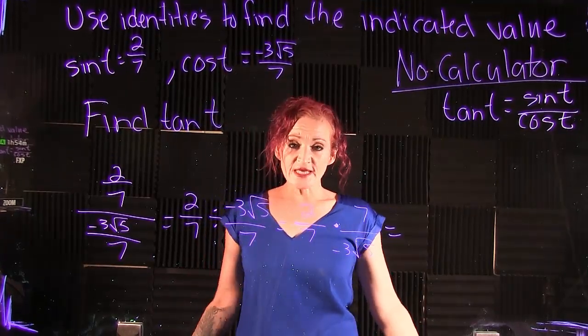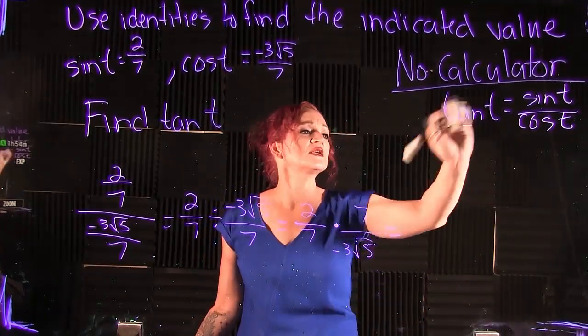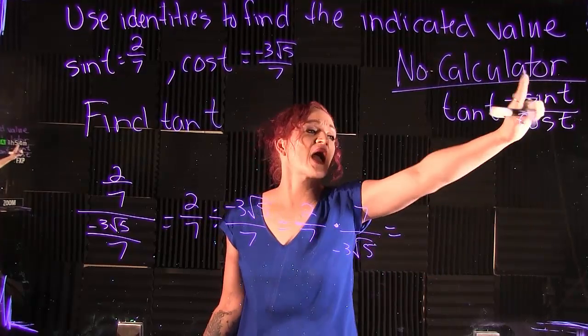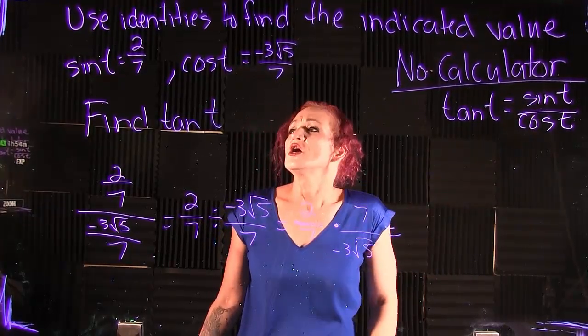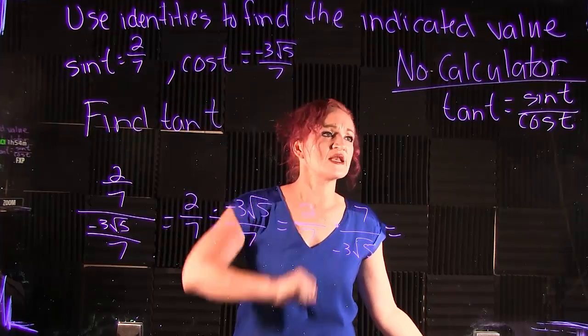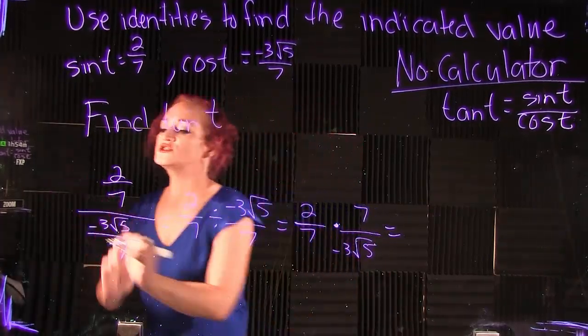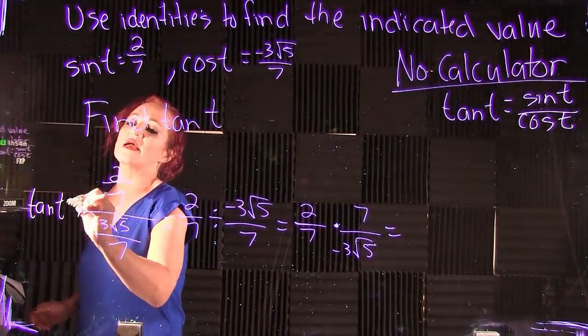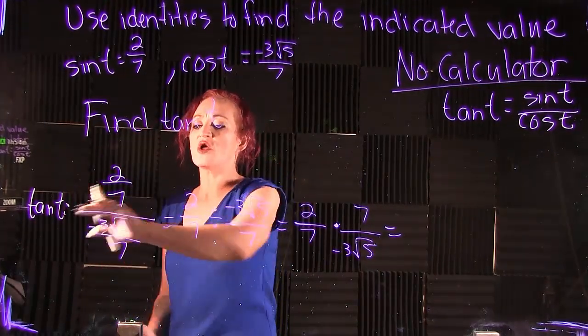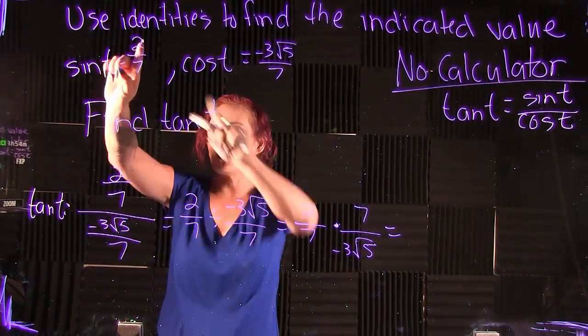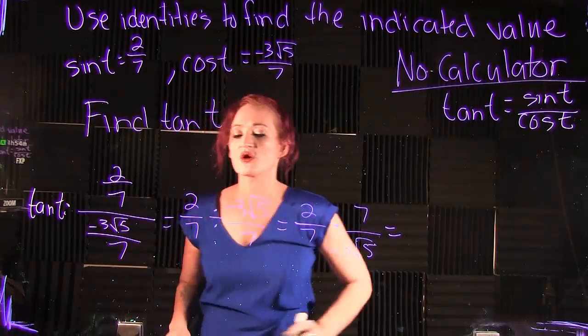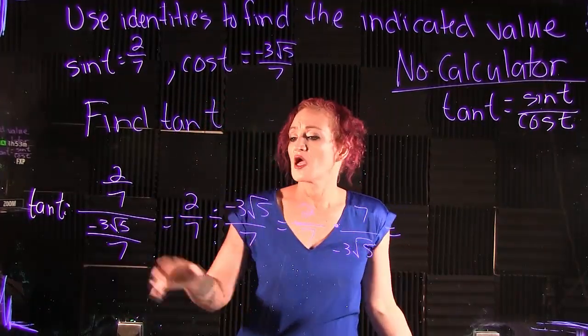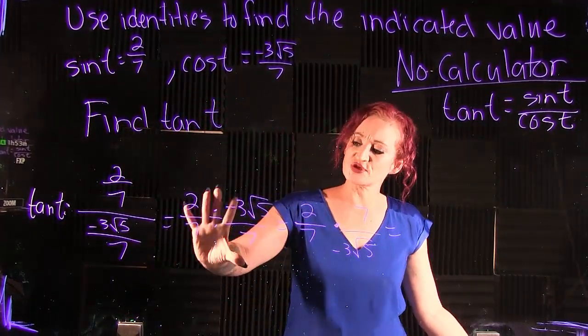The identity that's going to help us do this is tangent t is equal to sine t over cosine t. So what we're going to do is they gave us sine and cosine t. So tangent t here, what we're trying to find, tangent t is equal to sine over cosine. So we're going to put in the 2/7, we're going to put in cosine, we're going to simplify that. Write that division side by side, which is going to look like this.